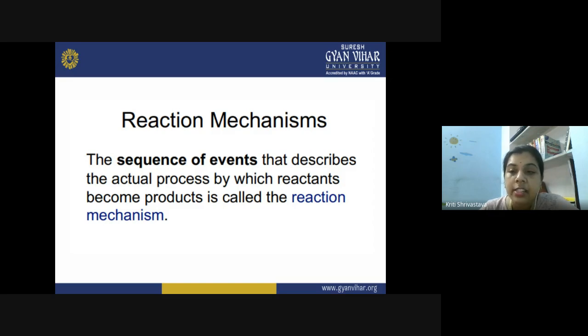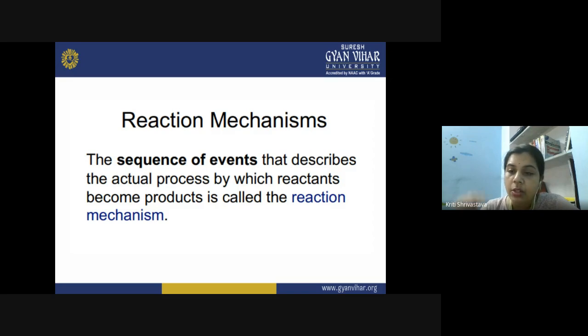They cannot be a single step reaction, because it is highly unlikely that the three molecules collide with each other at the same time. So it becomes really difficult for a trimolecular or bimolecular reaction to get completed in a single step. So in that case, what happens?